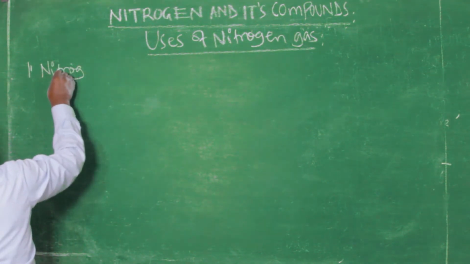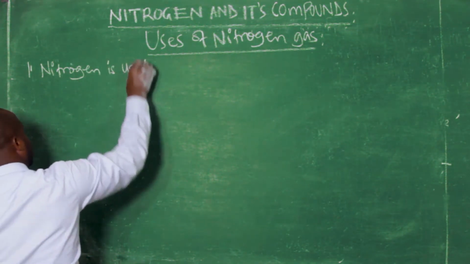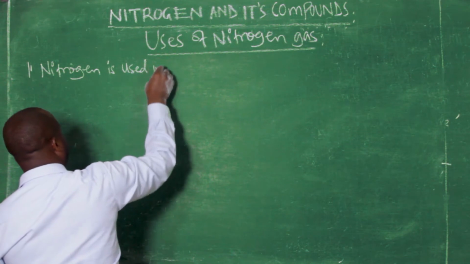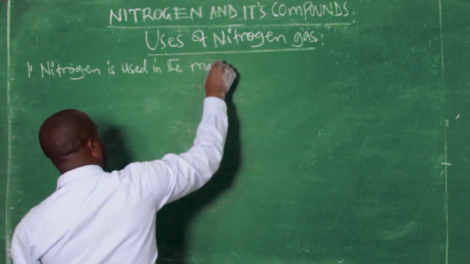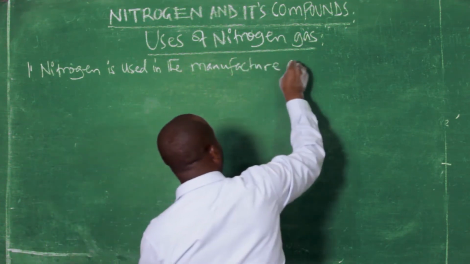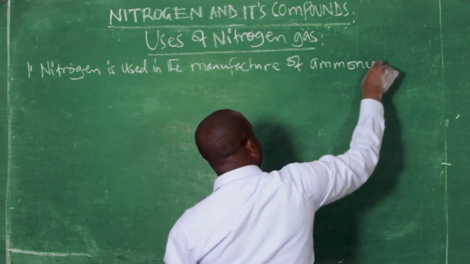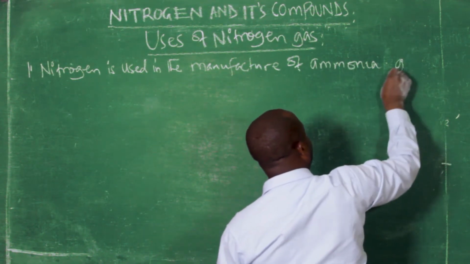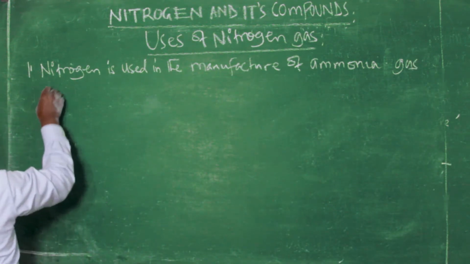Nitrogen is used in the manufacture of ammonia gas during Haber process.